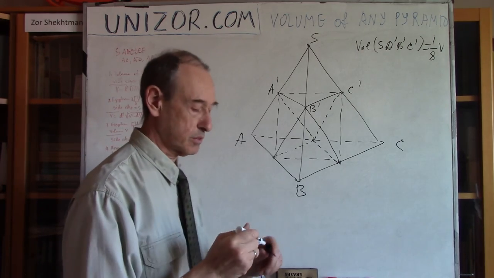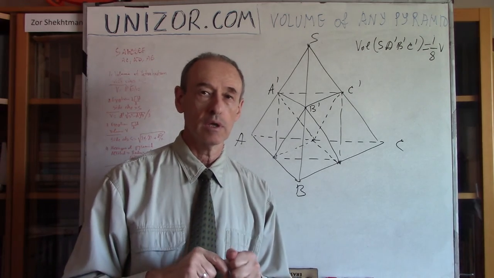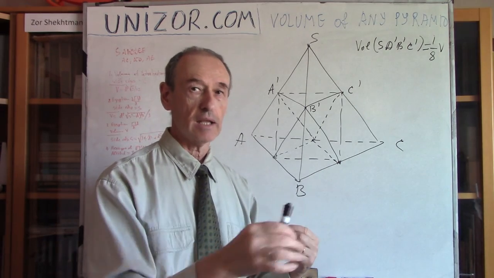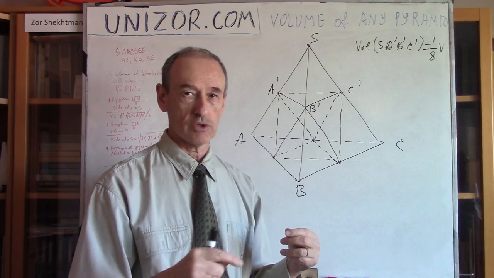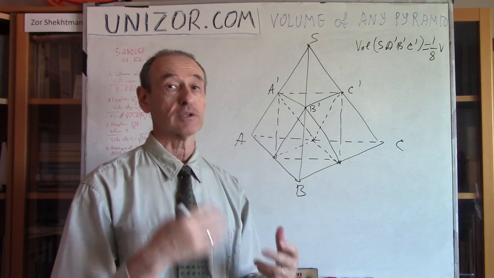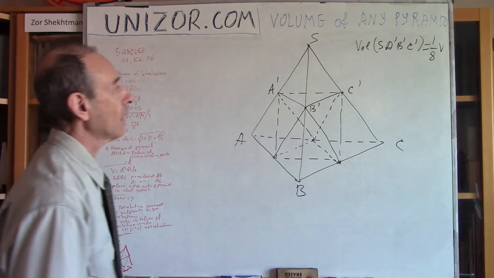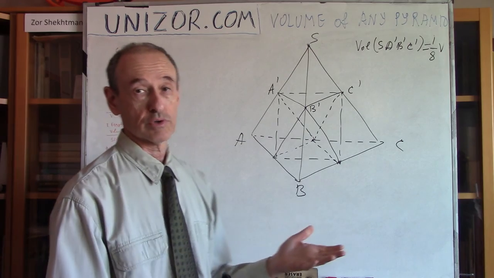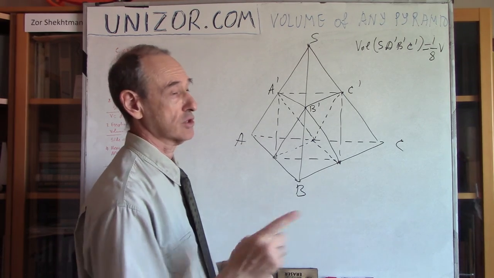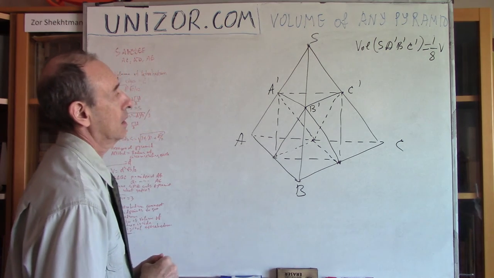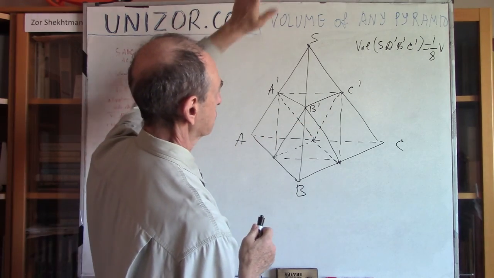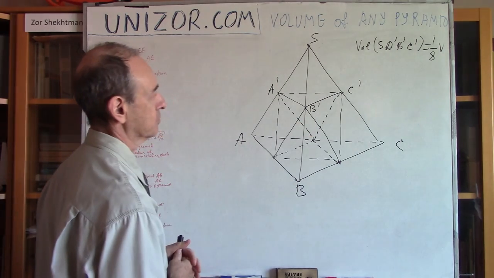If you remember, when we were talking about similarity, we were talking about 3D similarity. If there is a scaling, then all linear dimensions are multiplied by the scaling factor, but the volume is multiplied by the scaling factor to the power of 3. I do suggest you refer maybe to that lecture about 3D similarity. It's a previous topic, actually. All right. Now, so let's just cut off this 1/8 of my volume.